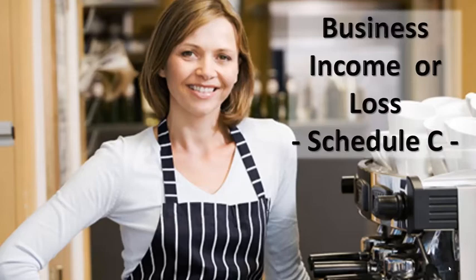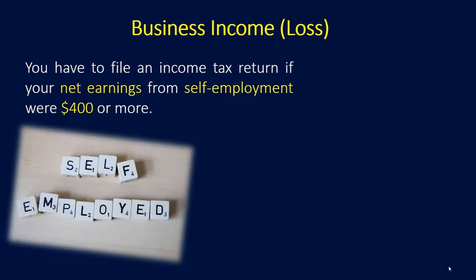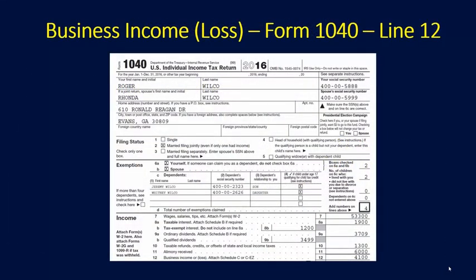Now we'll talk about business income or loss, which is reported on Schedule C. You have to file an income tax return if your net earnings from self-employment were $400 or more. You must also pay self-employment tax if you had net earnings of $400 or more as a self-employed person. If you're in business, farm or non-farm, for yourself, then you're considered self-employed. Business income, Schedule C income, is reported on Form 1040, line 12.